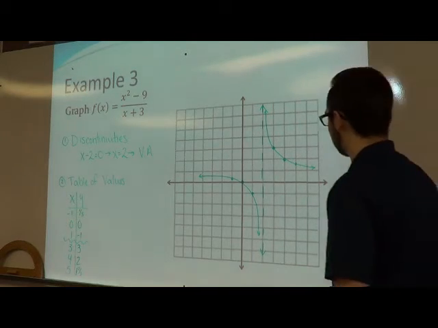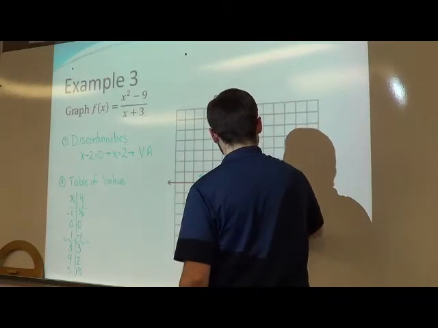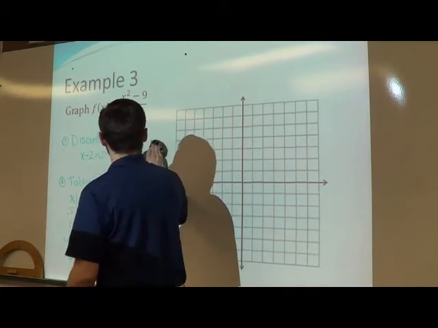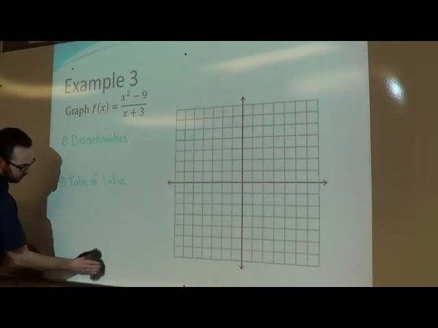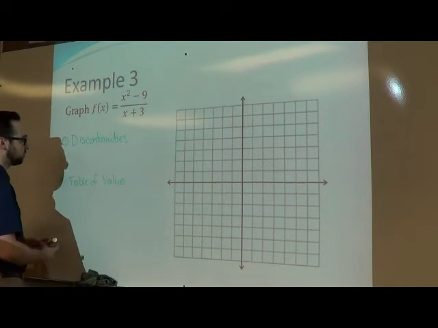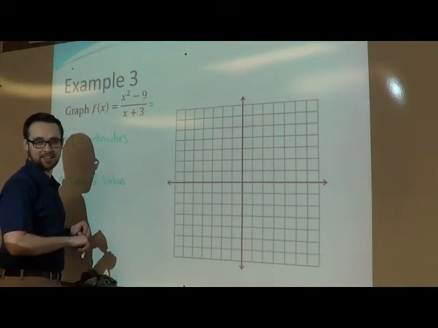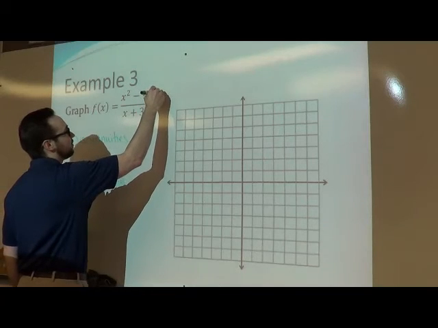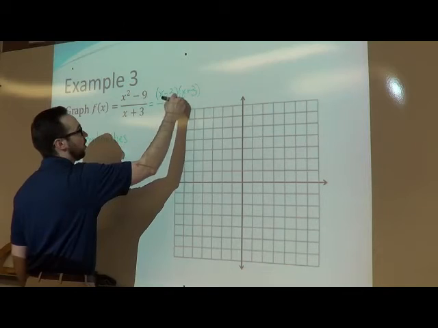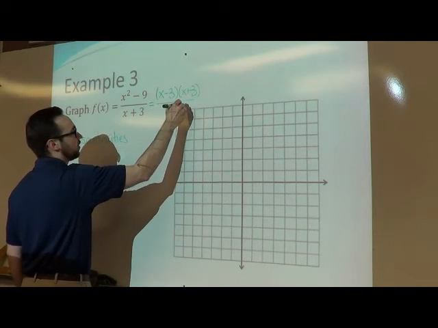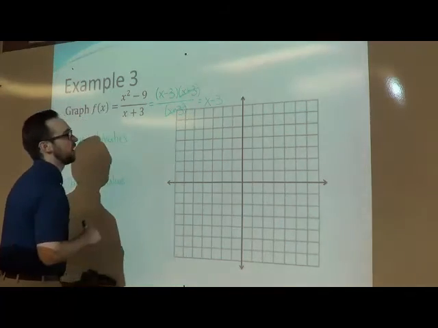Alright, let's take a look at a different one. So we're still going to have discontinuities, and we're still going to have a table of values, so I'll leave those up there. Discontinuities. First off, can I factor this? I can. So x squared minus 9 factors into x minus 3 times x plus 3, all over x plus 3. So these cancel, and I'm just left with x minus 3.